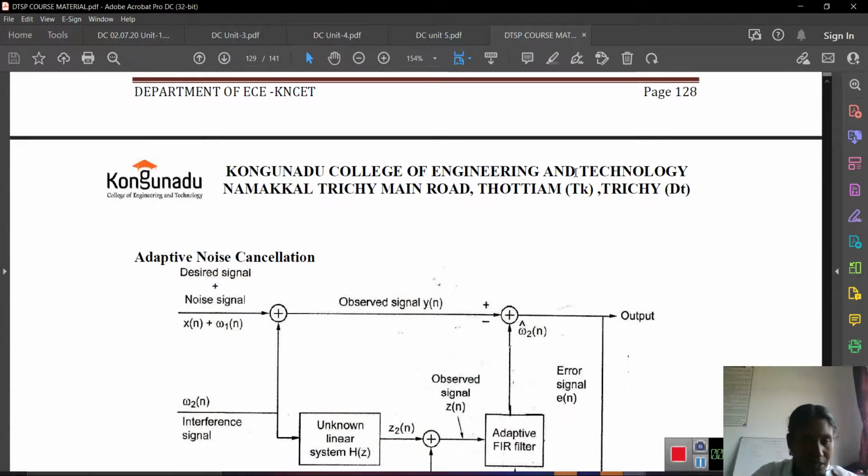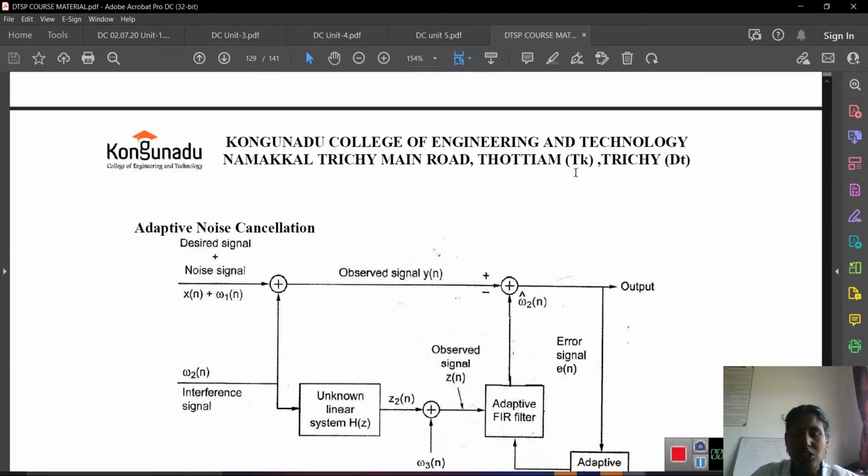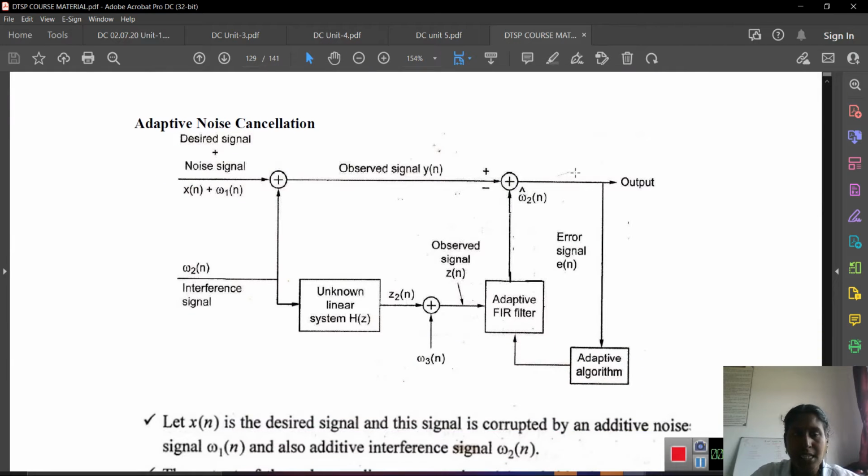Okay. So now we see the adaptive noise cancellation diagram. Here the desired signal with the noise signal, that is x of n plus w1 of n, is moved to the observed signal y of n, that is w2 of n. Here w2 of n is the interference signal. The unknown linear system h of z is available, which gives z2 of n, and then the observed signal z of n. Here only the adaptive FIR filter is available.